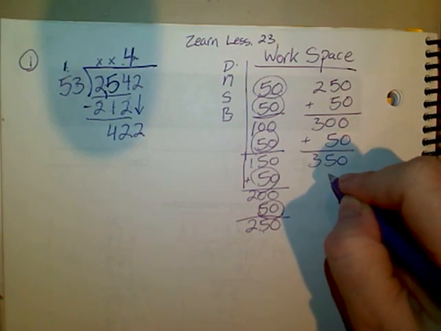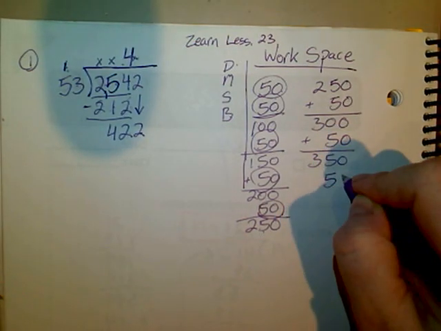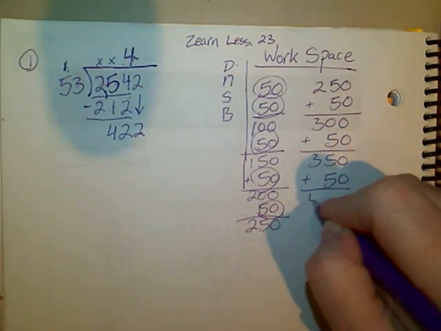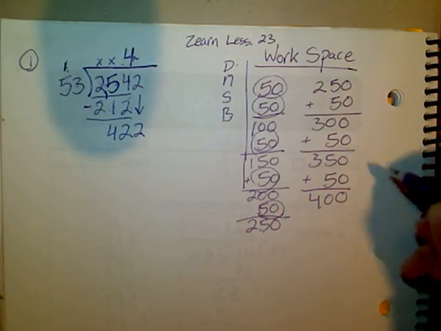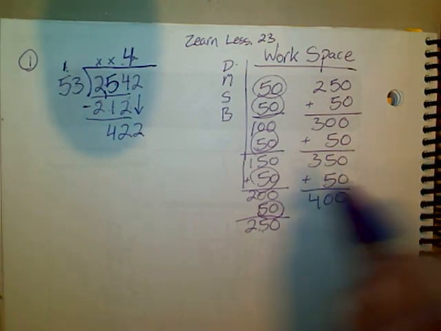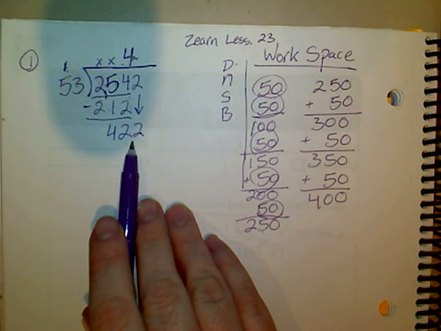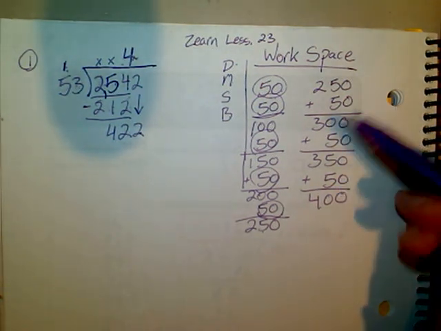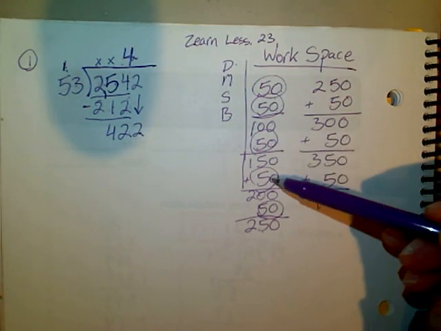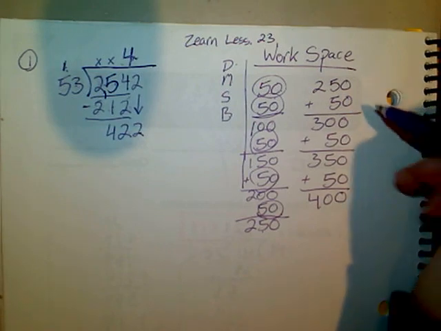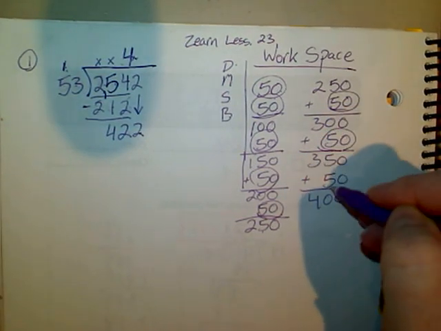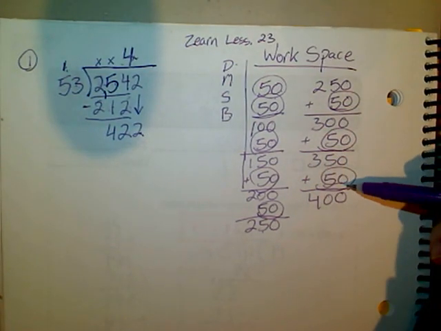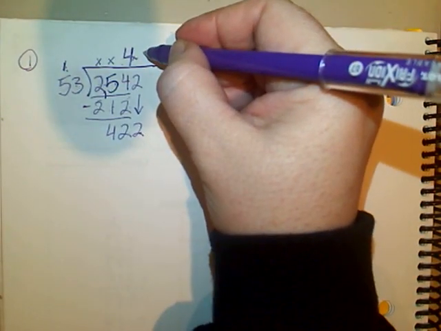350. Could I do another group? That would get me to 400. Could I add another group of 50 and not go over 422? You're right, no. So how many 50s does that get me? 1, 2, 3, 4, 5, 6, 7, 8. So should we use 8 as our quotient?